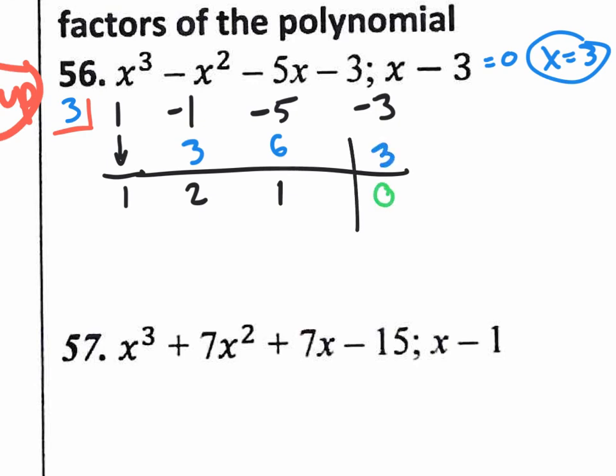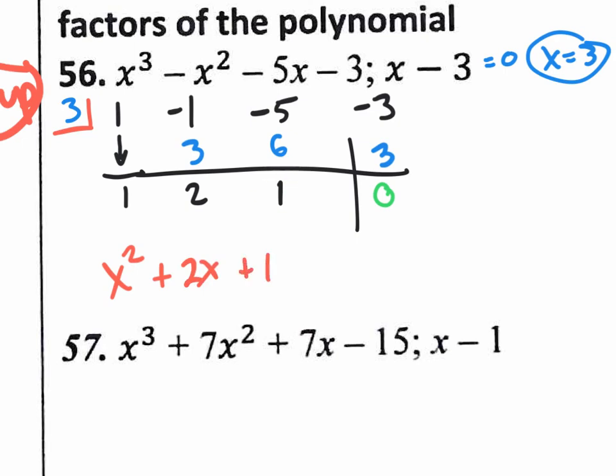That doesn't surprise me. After all, they told me this was a factor. So when you divide something by one of its factors, you're supposed to get a remainder of 0. So if I already knew I was going to get a remainder of 0, why did I do this? That way I could look at these coefficients, and that is my answer to this original division problem. Okay, so what is my answer going to be? It's going to be 1x squared plus 2x plus 1.